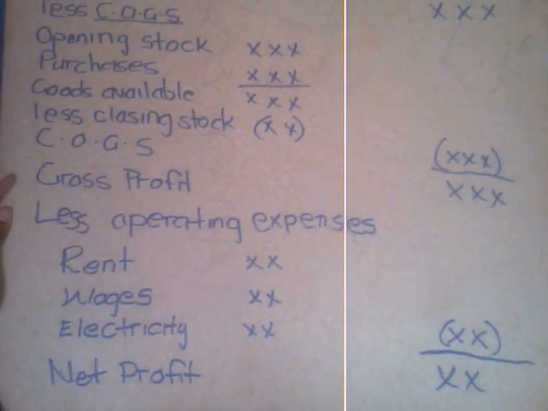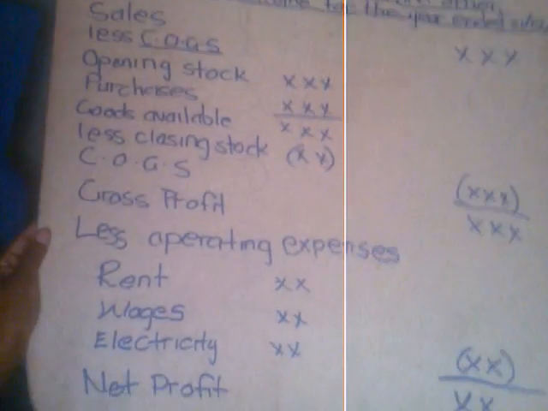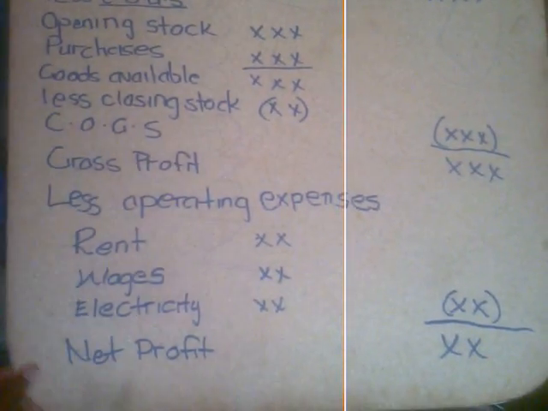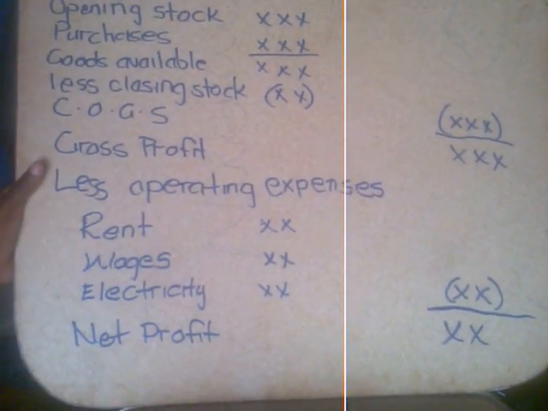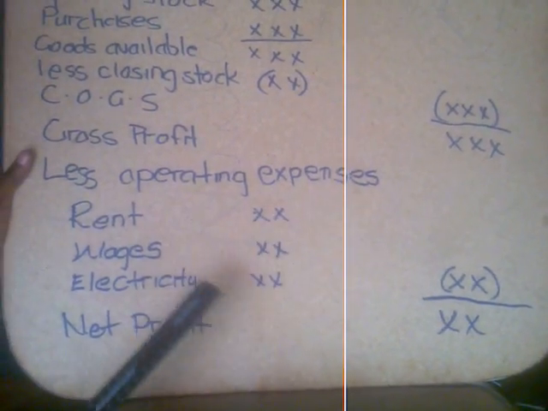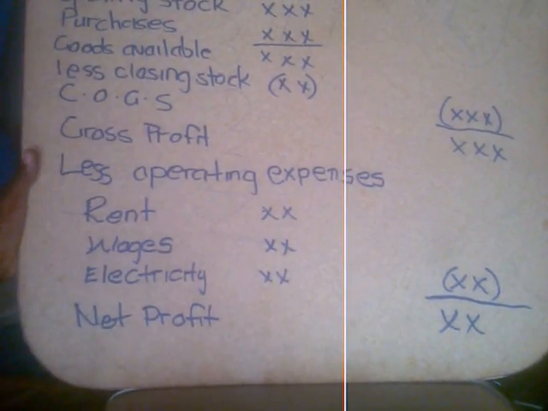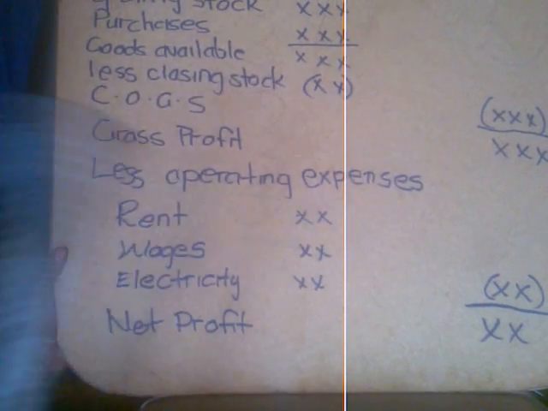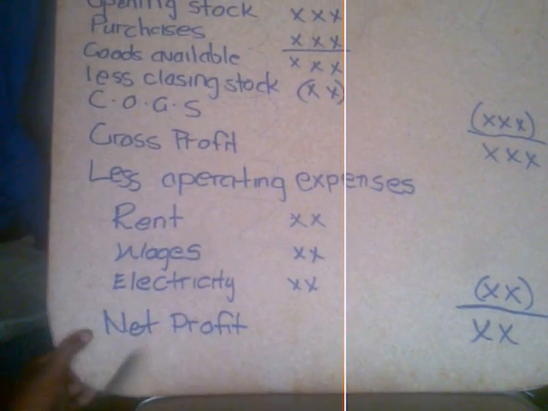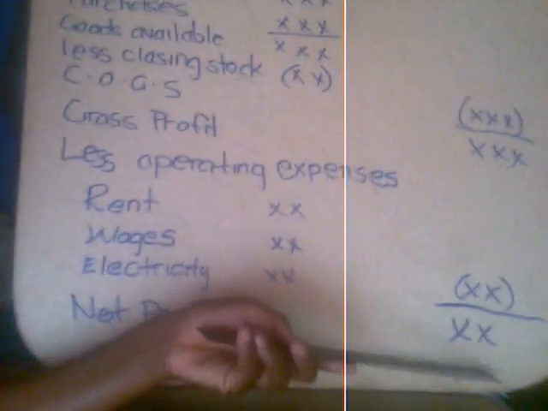We also need to subtract items like operating expenses from the gross profit so as to get the company's net profit. Expenses include items like rent, wages, electricity. There are so many expenses that we need to include. So when we have subtracted these expenses, we get what we call net profit.